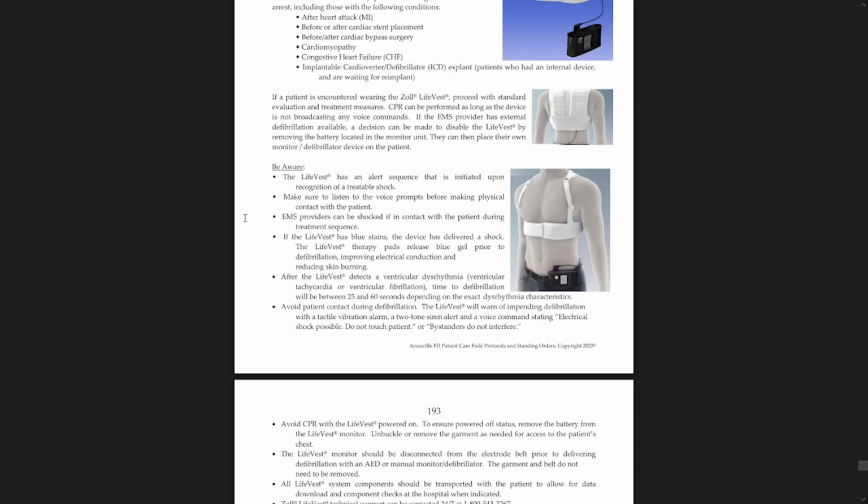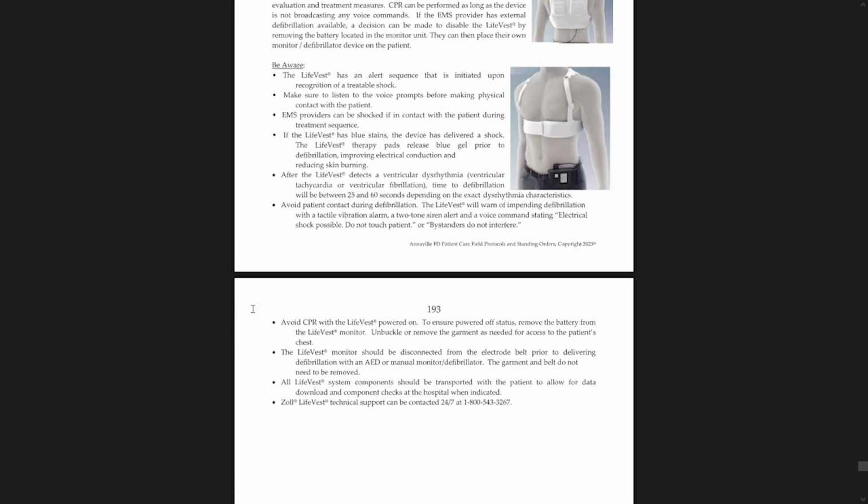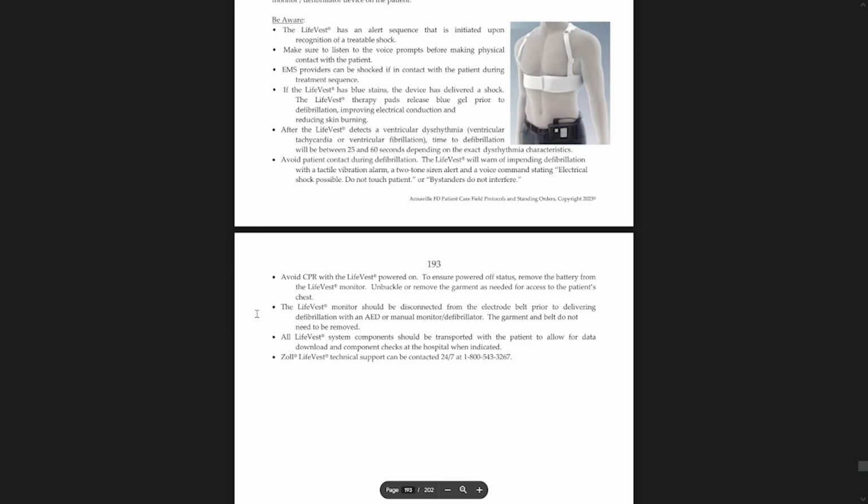If the Life Vest has blue stains, the device has already delivered a shock. The Life Vest therapy pads release blue gel prior to defibrillation, improving electrical conduction and reducing skin burn. After the Life Vest detects a ventricular dysrhythmia, VTAC or VFib, which is unstable VTAC, time to defibrillation will be between 25 to 60 seconds depending on the exact dysrhythmia characteristic. Avoid patient contact during defibrillation.